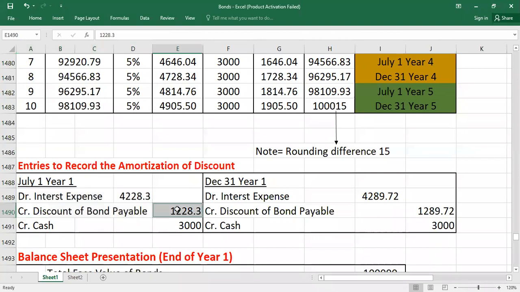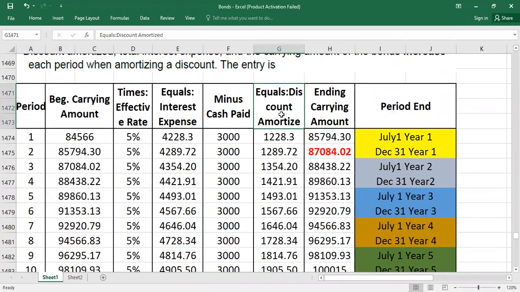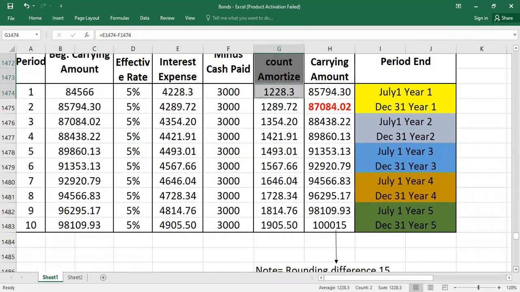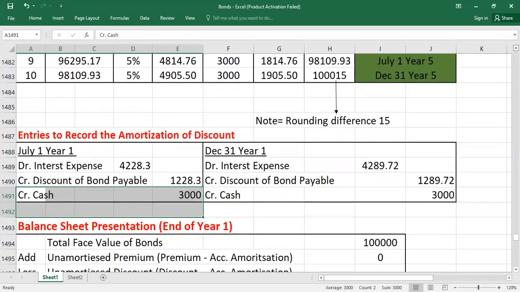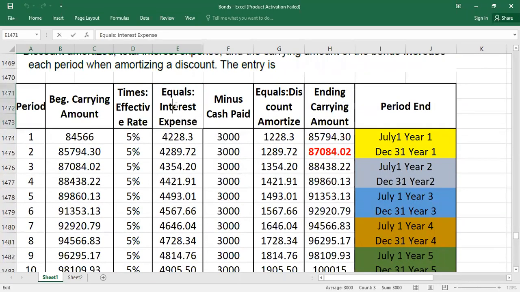And the discount amortization value you will check from the discount amortization schedule, and here we have this value. This is the discount amortization in the first 6 months. This is the amount of amortization. And the other credit you will make is cash, because you paid 3000. Don't forget the entry: debit interest expense with the interest expense value, credit discount on bonds payable with the amortization amount, and credit cash. In short, we will use these three columns to pass the entry. This column is for interest expense, this is for cash payments, and this is for amortization of discount.